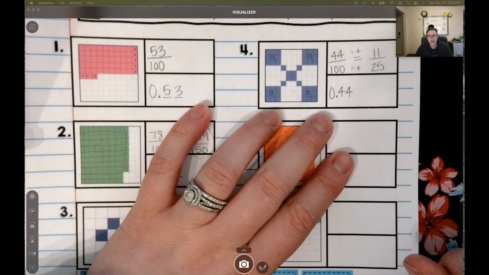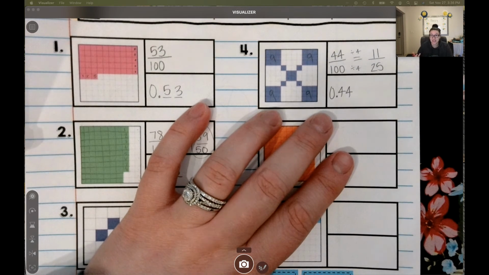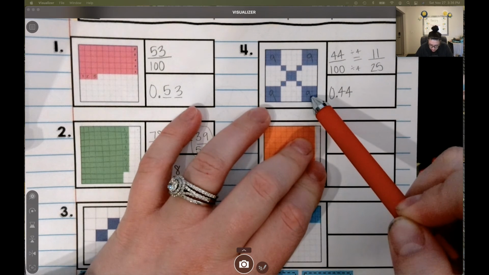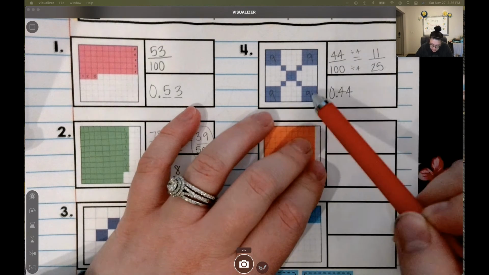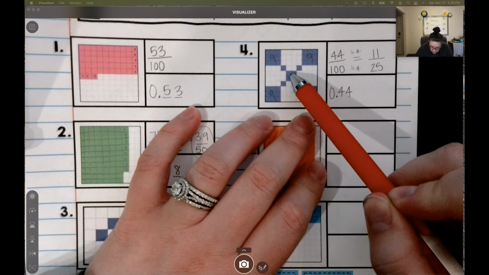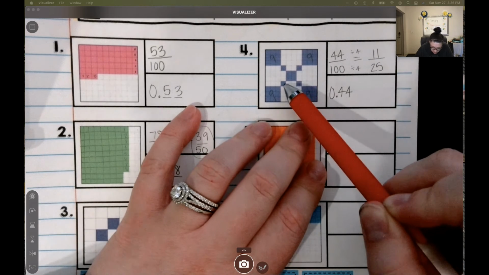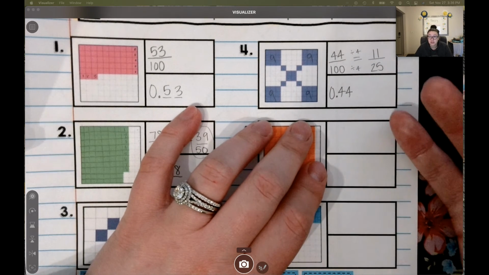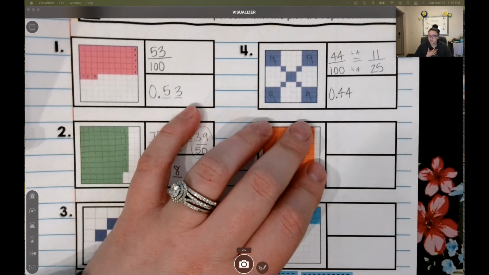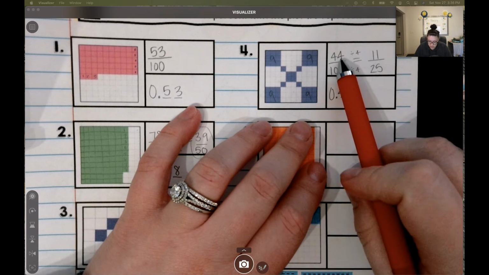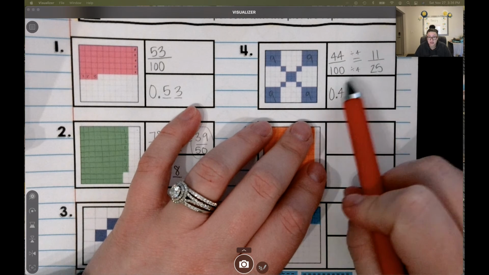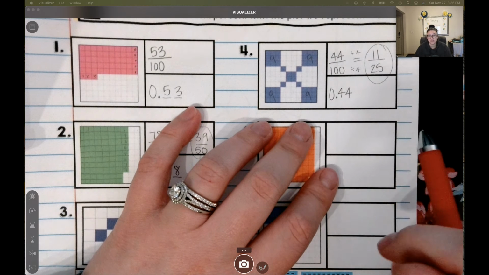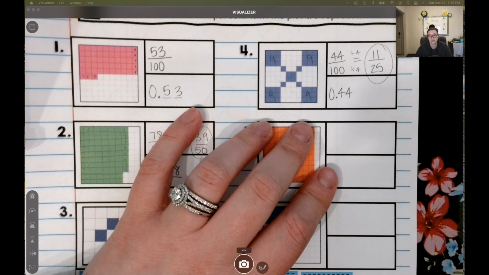Number 4 got a little tricky because they weren't all in columns, so you had to count. So I knew that this was 9, 9, 9, 9. So 9, 18, 27, 36, 37, 38, 39, 40, 41, 42, 43, 44. So 44 over 100. To simplify, you could have divided by 2. I recognized that I could divide by 4. So I did 44 divided by 4 to get 11, and 100 divided by 4 to get 25. So 11 25ths, and my decimal is 0.44.